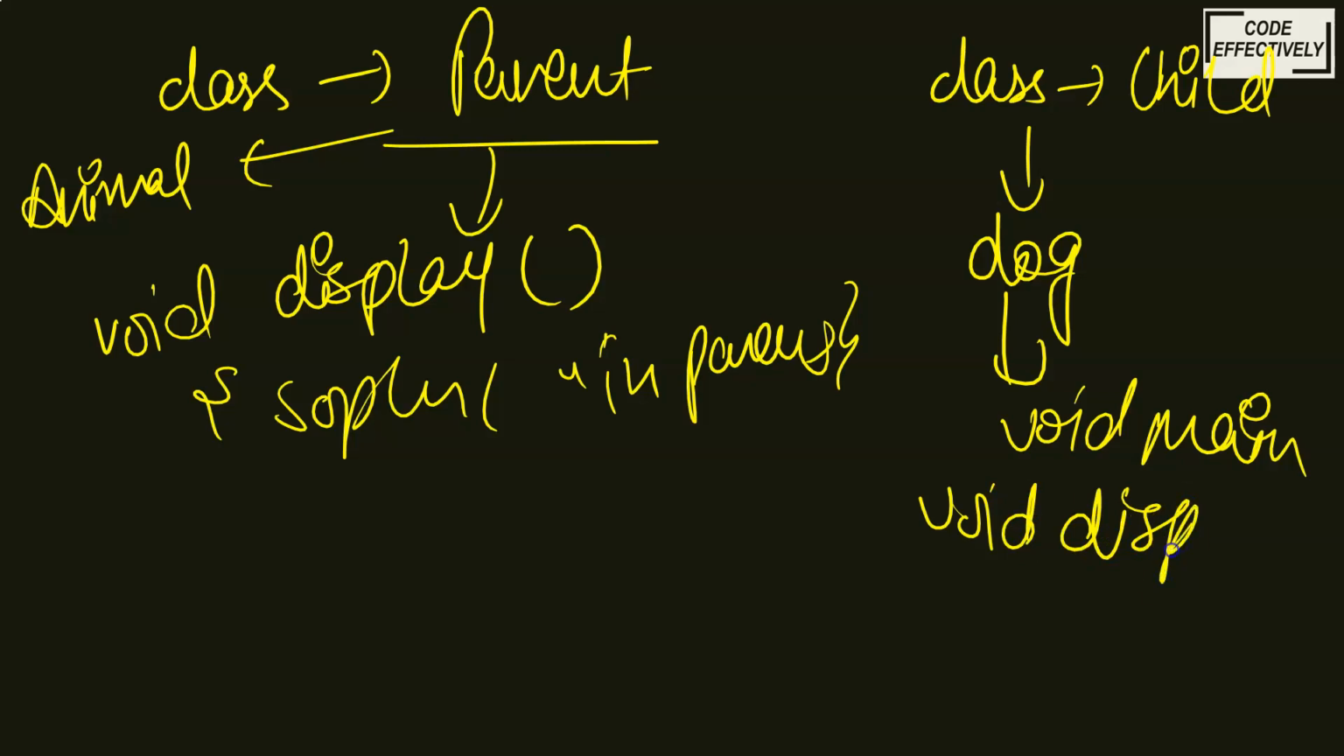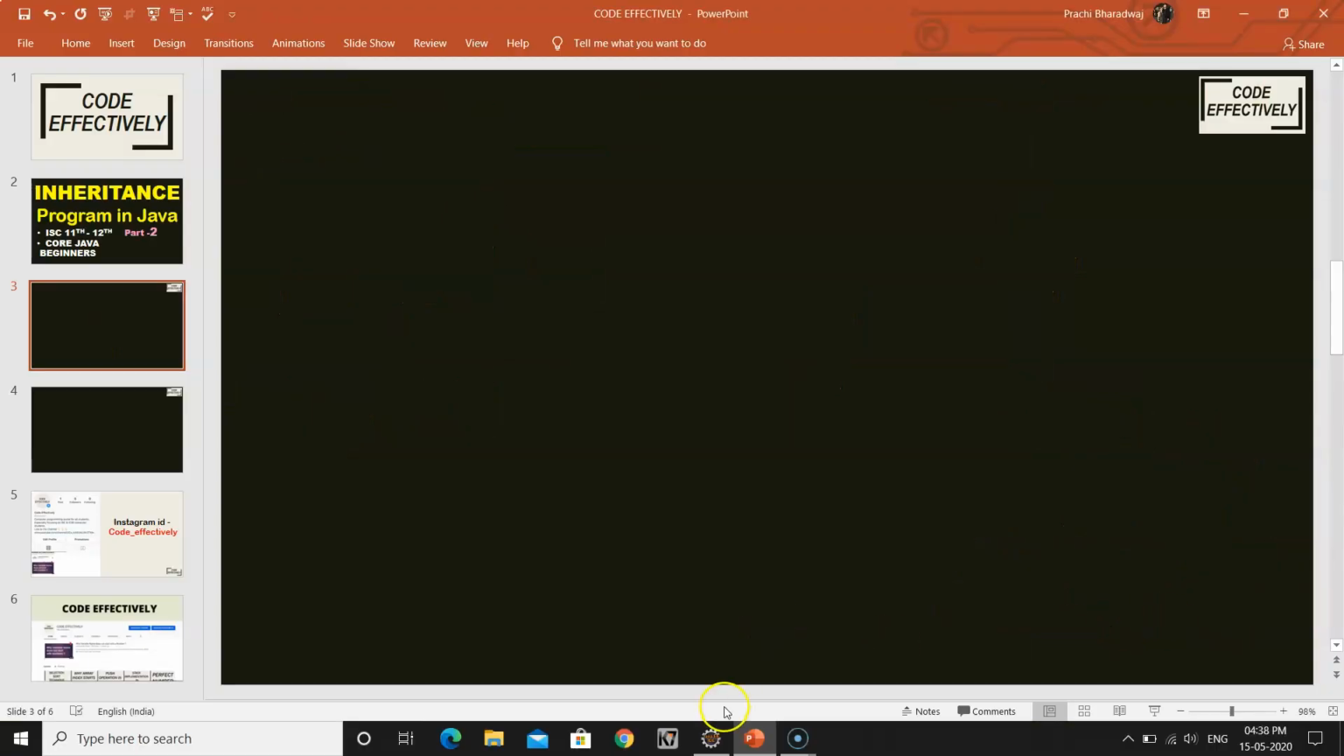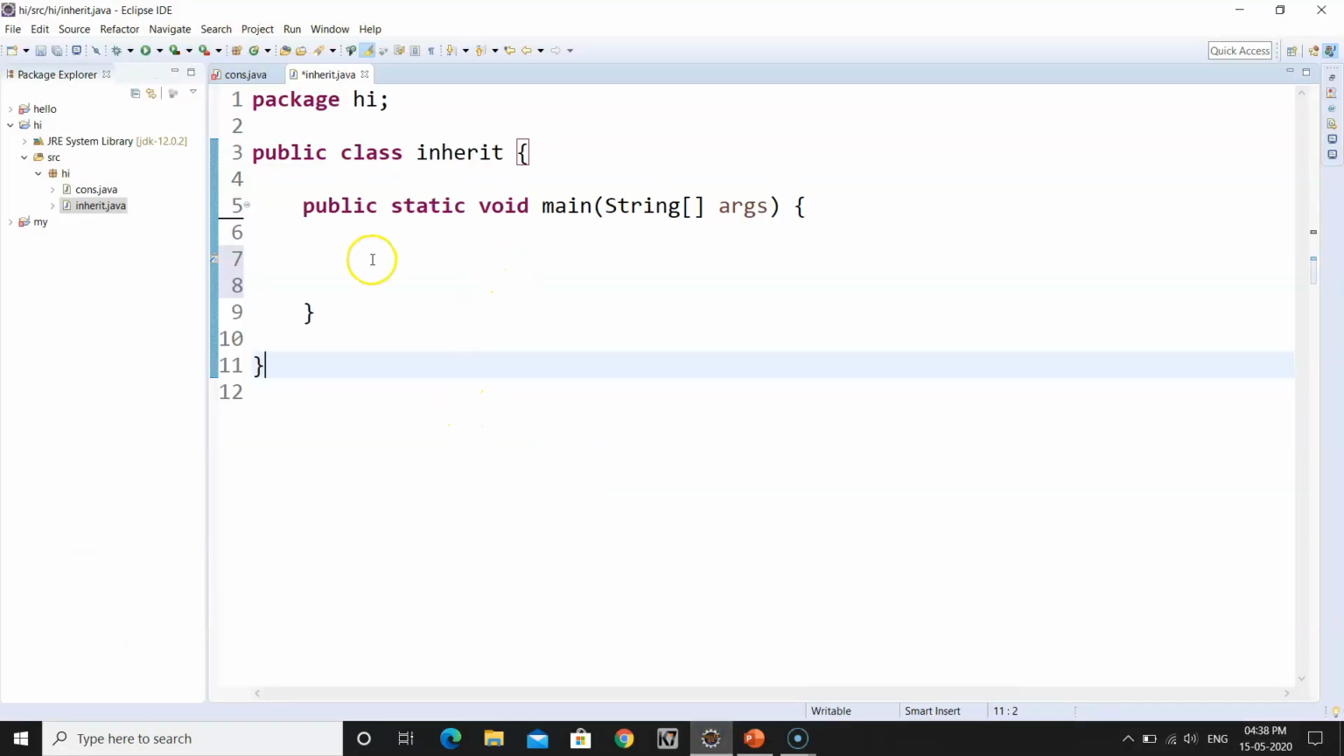And then a void display in the subclass, where we will print with SOPLN that we are in the child class. This is the main motive of today. So let's start with the IDE. Let me take you to the IDE. We will be using simple Eclipse IDE, which is the best one I would prefer.